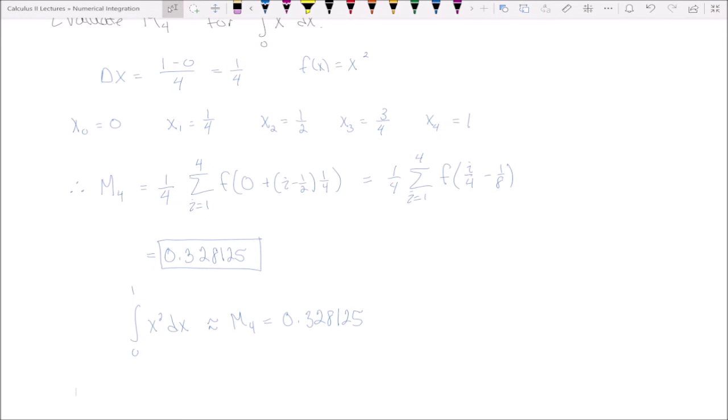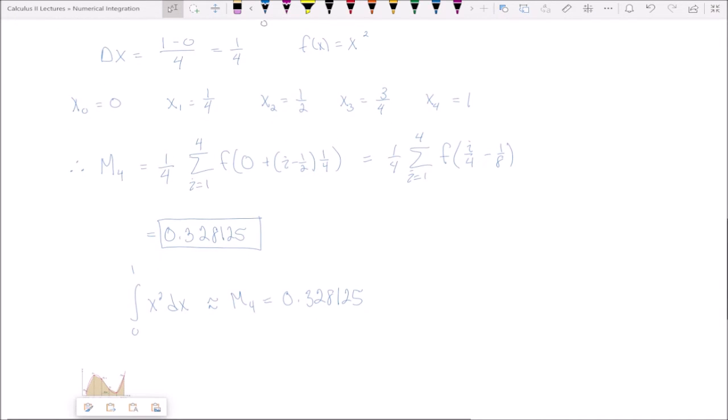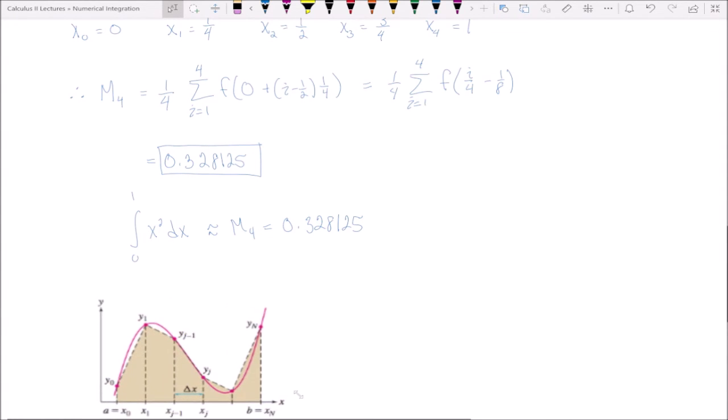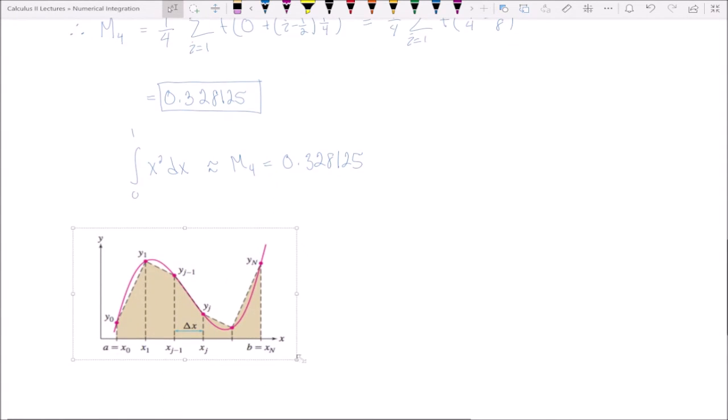Okay. Now, let's look at the trapezoidal rule. Now, when we were studying Riemann sums, we formed these sums by using rectangles. However, there's nothing limiting us to just using rectangles. So, for example, we could use trapezoids, as in this figure.